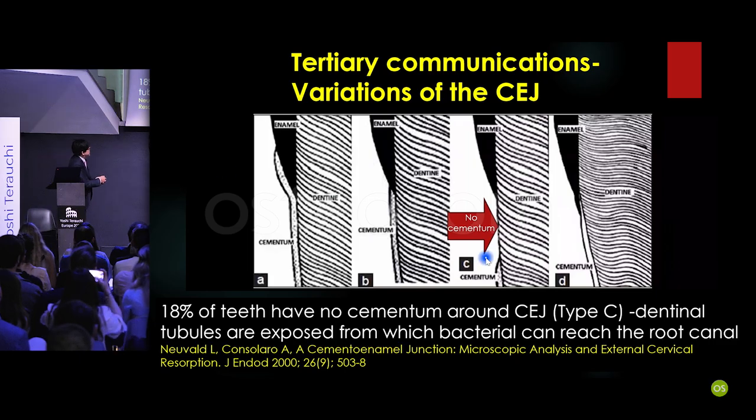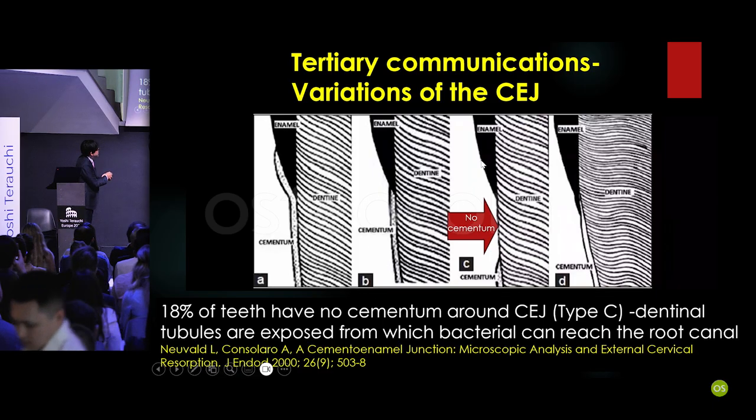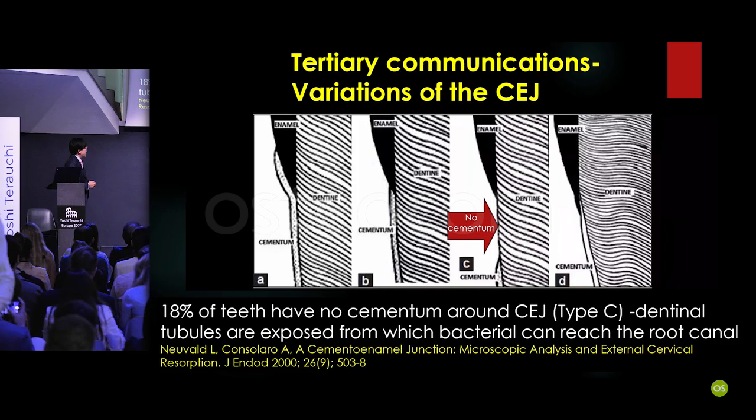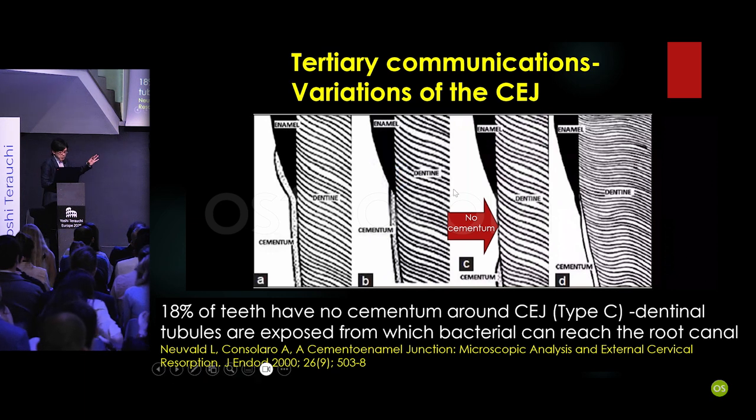So in this situation, A, B, D, it's okay. You have cementum. But if you look at C, there's no cementum. You see enamel and you see cementum, but between the two, you see the dentin completely exposed. 18% of teeth have no cementum around the CEJ. So that's why dentinal tubules are completely exposed to the oral environment. Then the pulp can be necrotized because of bacterial ingress into the dentinal tubules reaching the pulp.